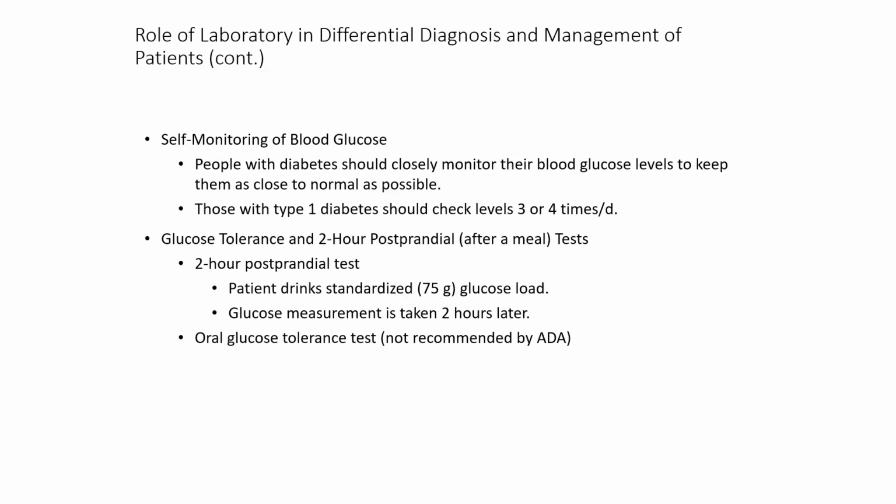Self-monitoring of blood glucose. People with diabetes should closely monitor their blood glucose levels to keep them as close to normal as possible. Those with type 1 should check levels 3 or 4 times per day. Glucose tolerance and 2-hour postprandial. Postprandial is talking about after a meal or after consuming something. So in the 2-hour postprandial test, the patient drinks a standardized glucose load, and then you wait 2 hours, and the glucose measurement is taken 2 hours later. The oral glucose tolerance test is not recommended by the ADA anymore.